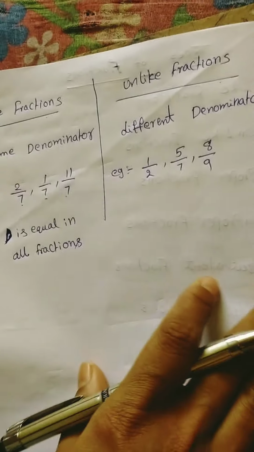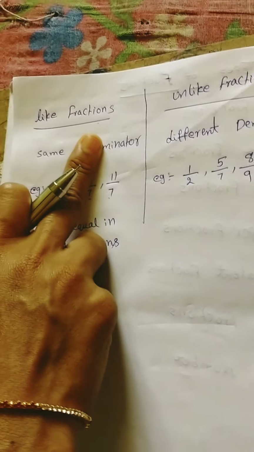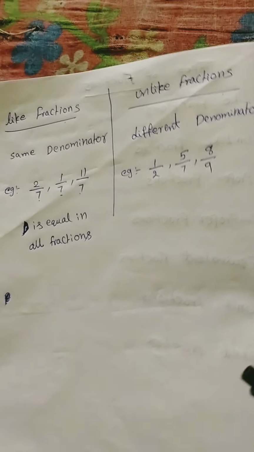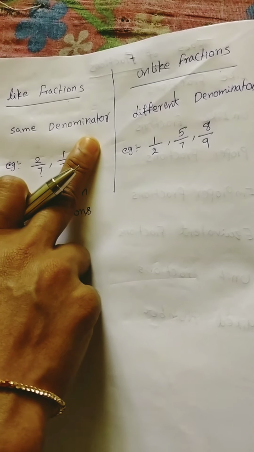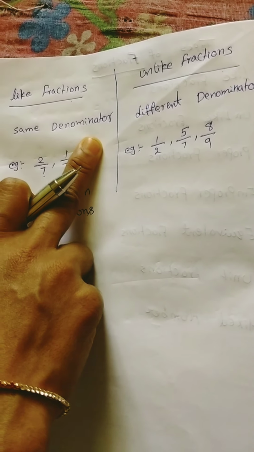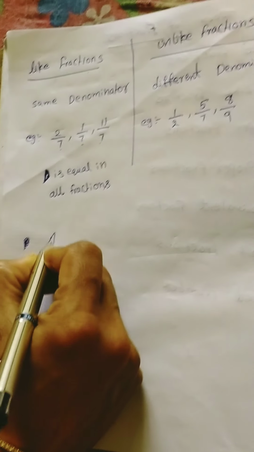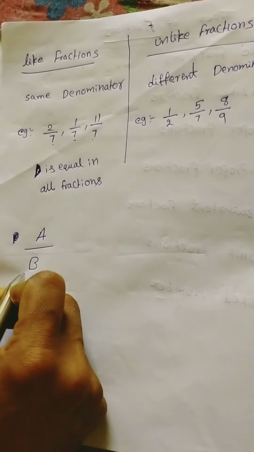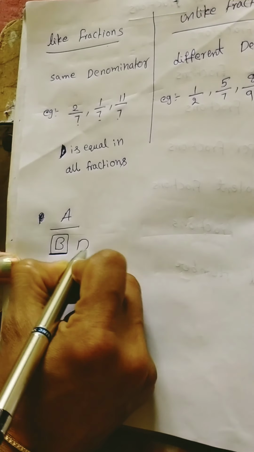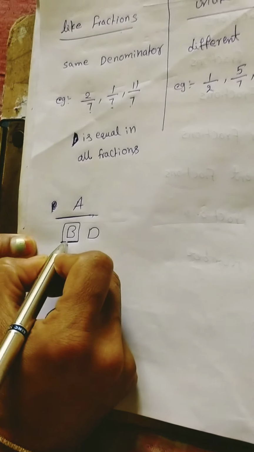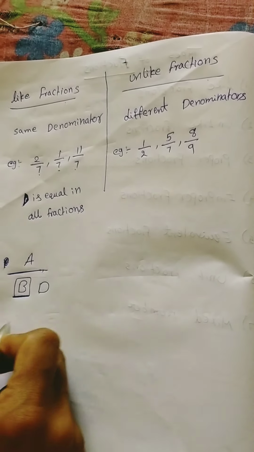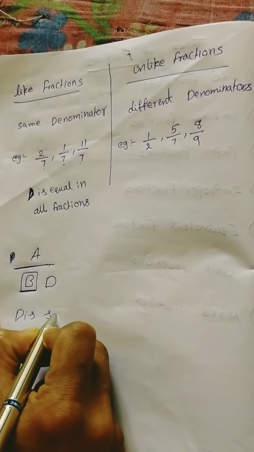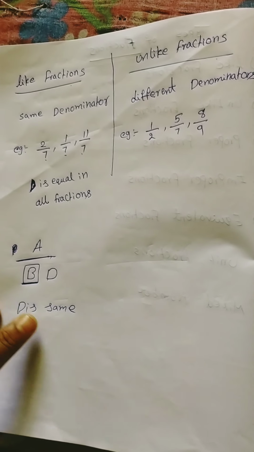First, let us see what a like fraction is. Like fractions means fractions having the same denominator. What is the denominator? The lower part in A by B is called the denominator. In all the fractions, the denominator is equal, that means D is the same in all the fractions.